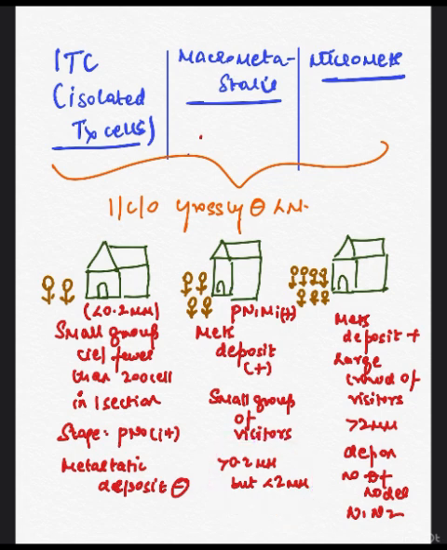Okay, macrometastasis is given as metastatic deposit positive. Here you extrapolate it to a large group of people coming and visiting a particular house. Okay, so here it is more than 2 mm, and here it depends on the number of nodes that are usually involved. So you grade it as N1, N2, etc. Say one node is involved, then it's N1, 2 nodes are involved, then it is N2.